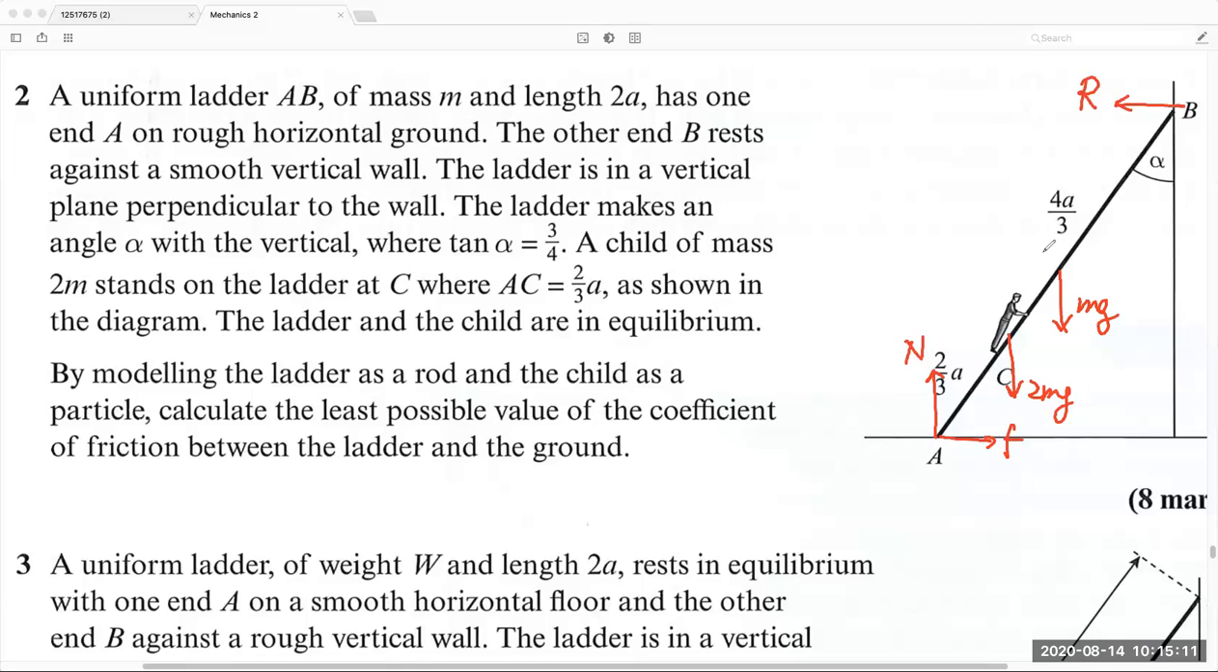Now three equations. Two equations are the equations of force, and one equation is the moment. So for the first two equations, it's not difficult to write, okay? If you look at the horizontal forces, R equals F. If you look at the vertical forces, then N should be equal to 3mg. And then you also need to take the moment. So that equation will be left for you.